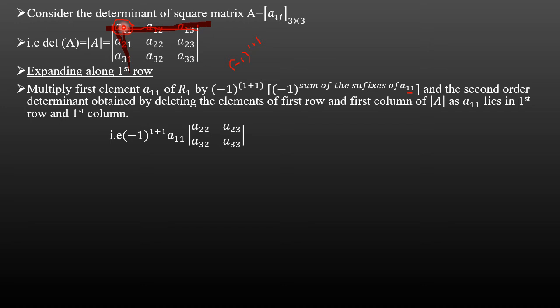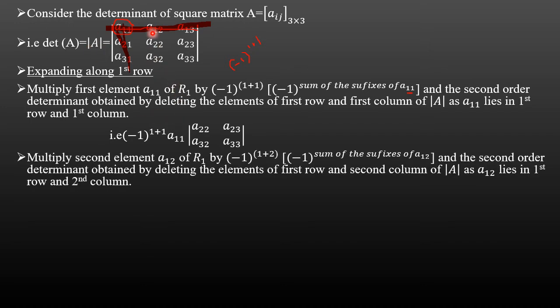Now the second step, we will proceed with the same procedure for the second element, a12. You will multiply a12 by (-1) raised to 1 plus 2. Why 1 plus 2? Because the suffixes of a12 are 1 and 2. And the second order determinant is obtained by deleting the elements of the first row and the second column, because a12 lies in the first row and the second column.